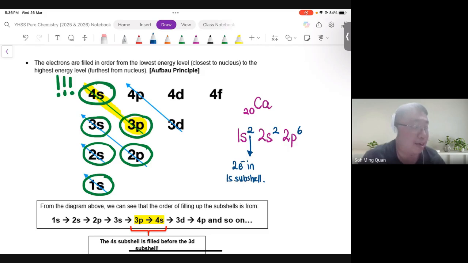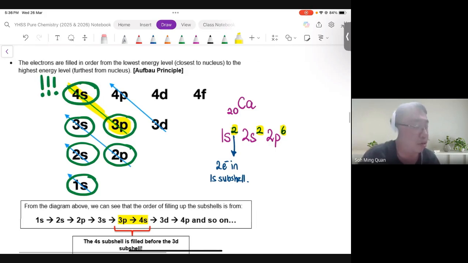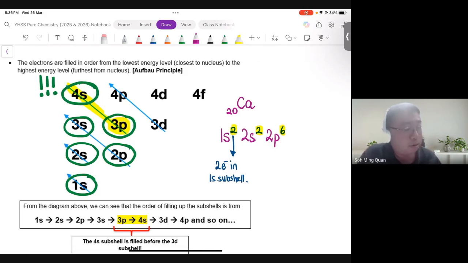So at this stage, you must start counting. I have filled 2 electrons, 2 electrons, 6 electrons. So 2 plus 2 plus 6 is 10. 10 electrons already. We are not done yet because we have 20 electrons, so we must continue. So after 2p, we go to 3s. All right. How many electrons can go into 3s?